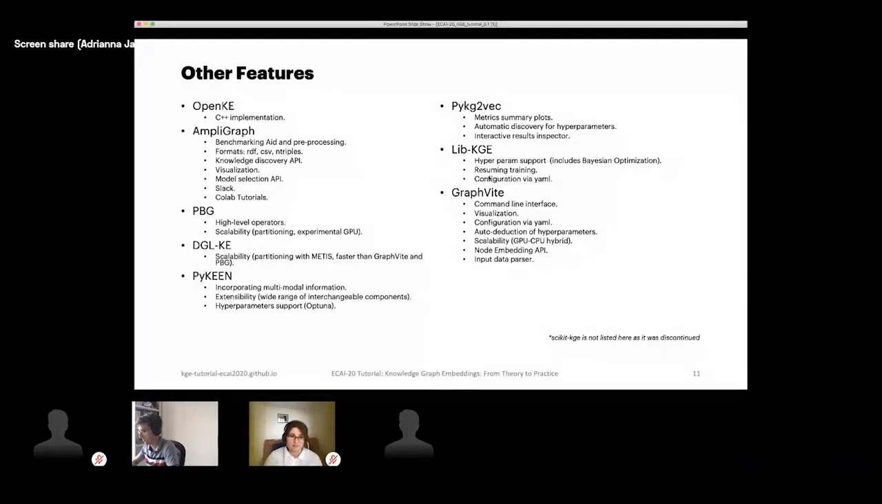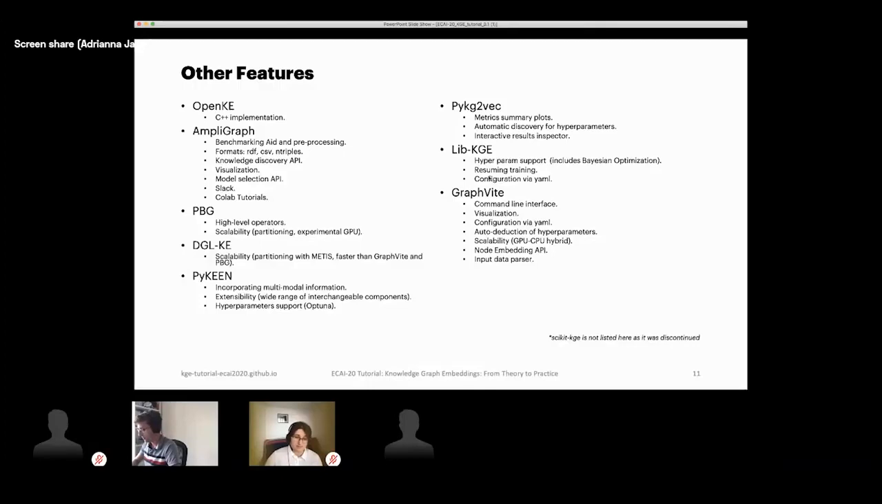You can look into AmpliGraph, which also has knowledge discovery and model selection APIs, visualization, and support via Slack and Colab tutorials. Then we have PyTorch BigGraph, PBG, which has a slightly different approach than the other libraries, as it does not offer models as such. It offers high-level operators that you can combine together and create models. So it's maybe suitable for more skilled users. It also offers extended scalability through partitioning and experimental GPU support.